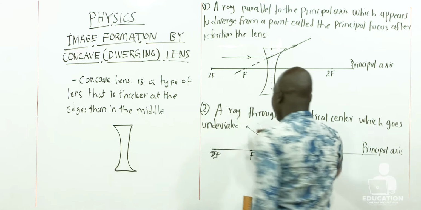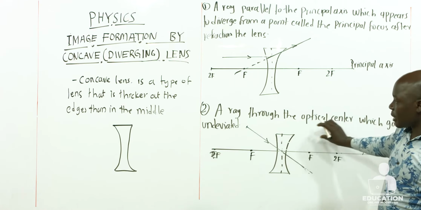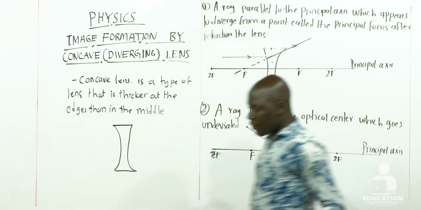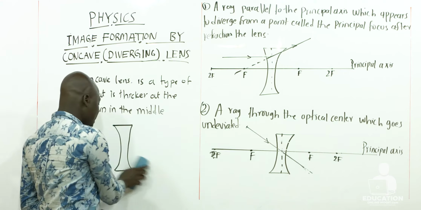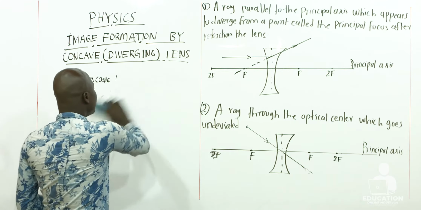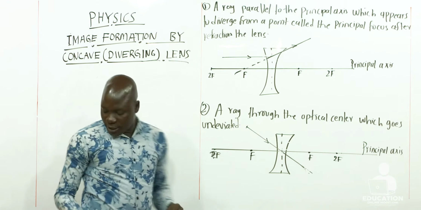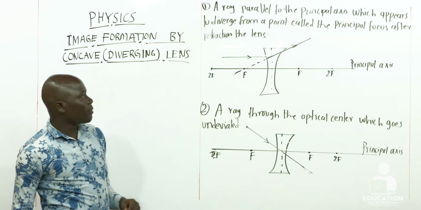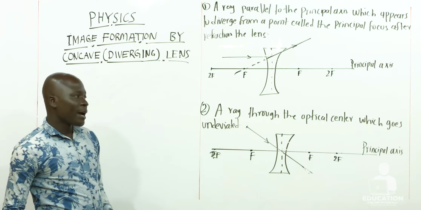So this is the second ray that we shall use when we want to indicate the position and the characteristics of the image formed by a concave lens. There are 3 rays that we have, but out of the 3 we shall use 2 of them. The first one is a ray parallel to the principal axis, which appears to diverge from a point called the principal focus after refraction from the lens. Then the second ray is a ray through the optical center, which goes undeviated.